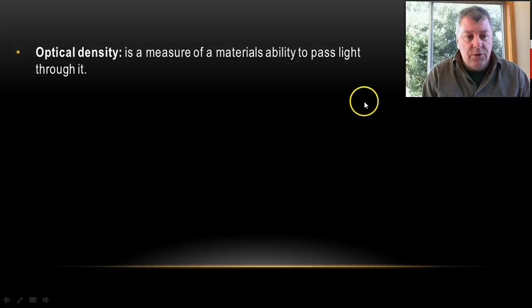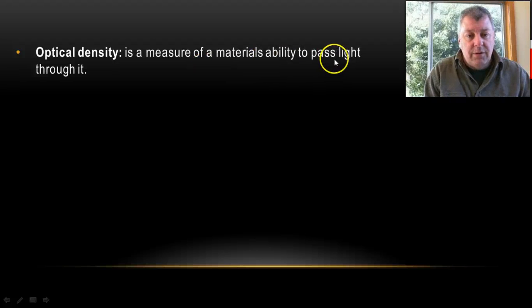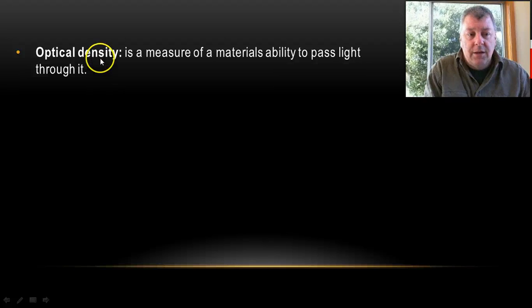So now, before we do that, we need to know a measure of what's called the optical density, and this is the ability of materials to have light pass through them. And the optical density equates to the velocity that the light actually travels through the material.